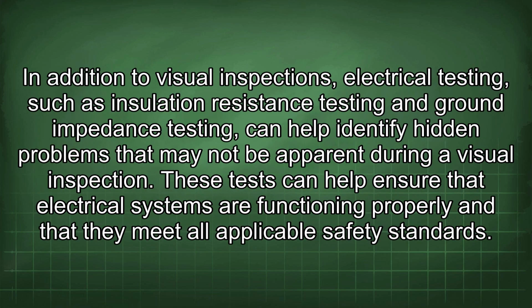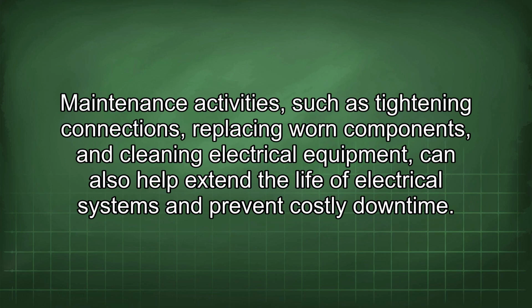In addition to visual inspections, electrical testing, such as insulation resistance testing and ground impedance testing, can help identify hidden problems that may not be apparent during a visual inspection. These tests can help ensure that electrical systems are functioning properly and that they meet all applicable safety standards. Maintenance activities such as tightening connections, replacing worn components, and cleaning electrical equipment can also help extend the life of electrical systems and prevent costly downtime.